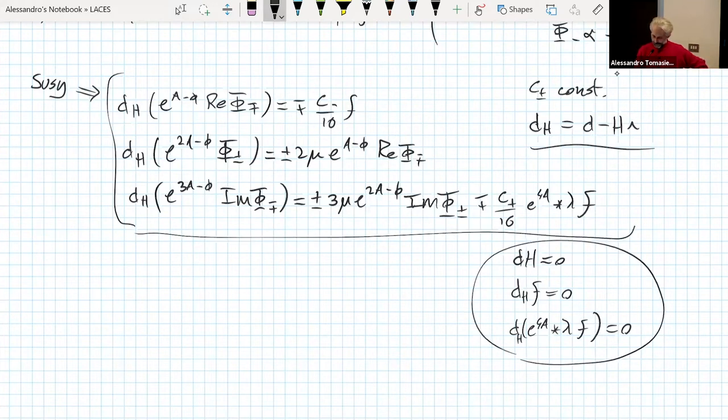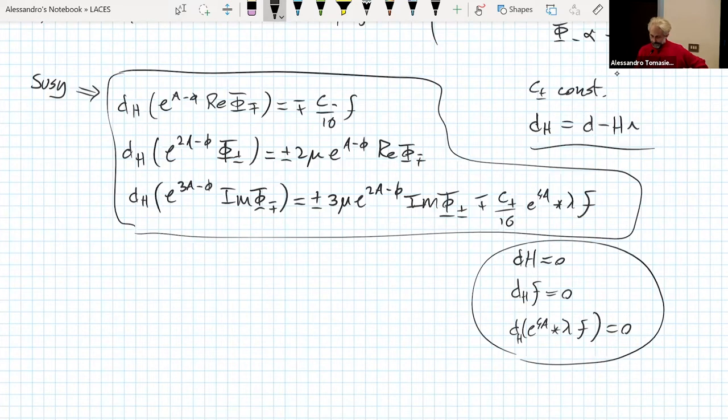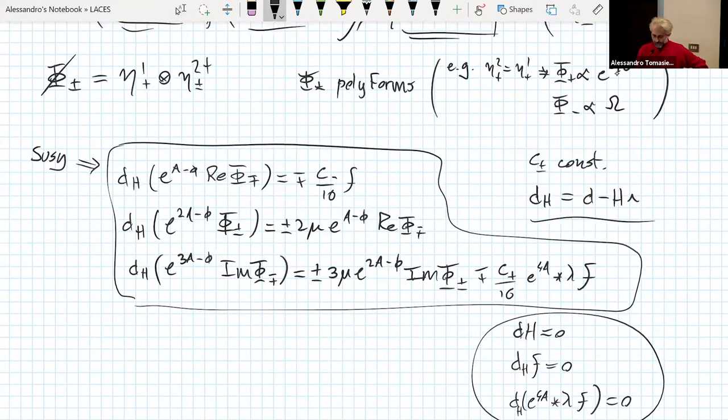So these and the supersymmetry equations. First of all, so far I told you that supersymmetry implies these equations. So far so good. But then you can also show that they are equivalent to the supersymmetry equations. Only you should be careful that the phi plus minus are not just any differential forms, but they should have some compatibility conditions, kind of like the algebraic conditions that J and Omega had.